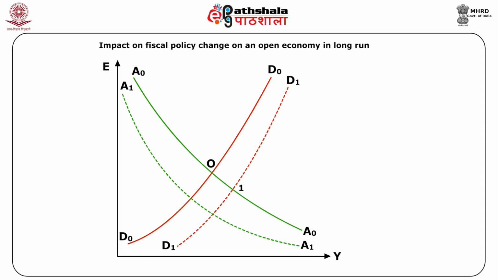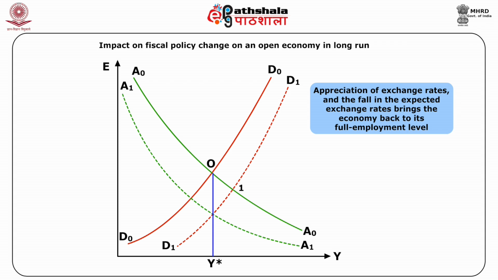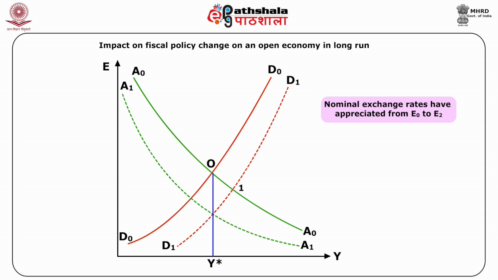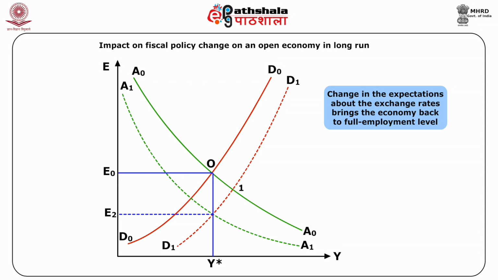Since the economy is operating in the long run, output cannot be increased beyond the full employment level of Y star. This means that exchange rates have to appreciate enough so that it counterbalances the effect of the increase in output due to fiscal expansion. Thus, an appreciation of exchange rates and the fall in the expected exchange rates bring the economy back to its full employment level. Nominal exchange rates, however, have appreciated from E0 to E2. Thus, in the long run, even if there is no change in the domestic price level, a change in the expectations about the exchange rates brings the economy back to the full employment level.